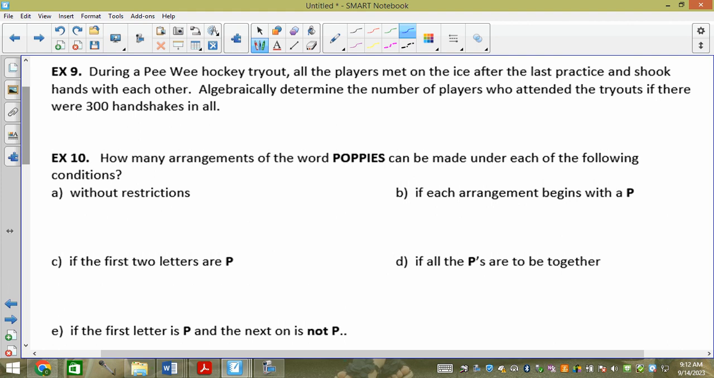During a Pee Wee hockey tryout, all the players met on the ice after the last practice and shook hands with each other. Algebraically determine the number of players who attended the tryouts if there are 300 handshakes in all. So how many did I give you? I gave you the total, right? So I don't know N, N C what for handshakes? 2, and it equals 300. They just shook hands once.